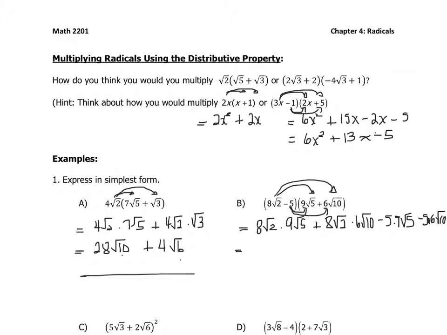Okay, so then your 8 and your 9 would get multiplied to give you 72, and the root 2 and root 5 would give you root 10, plus in the next terms, you have 8 and 6 would get multiplied to give you 48 root 20. And the next one, you just multiply these numbers out front, give you 45 root 5. And the last one, the 5 and the 6, would get multiplied to give you 30 root 10.